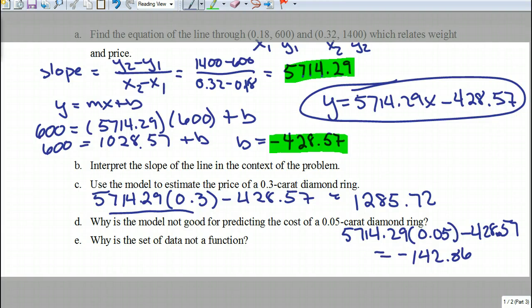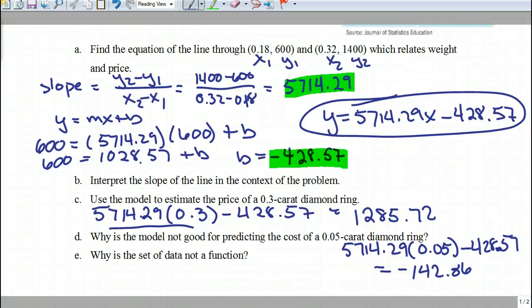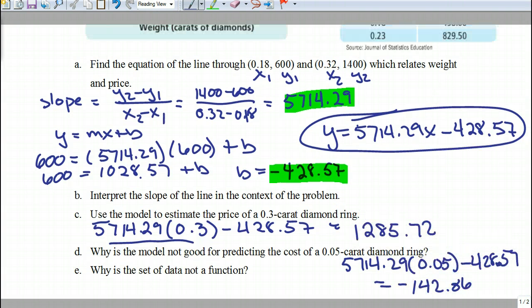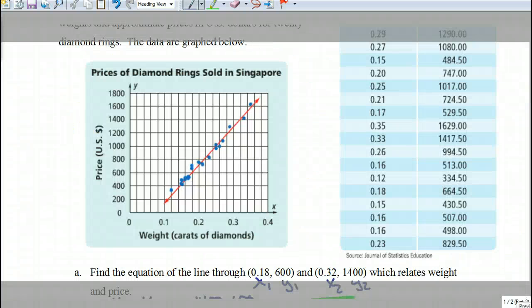Also, if you go back to the graph on the page before, there it is. We notice that at 0.05, that's going to be somewhere in here. If I take this graph and extend it down, you're going to see that it's negative where it ends up being. So this also indicates that it's a negative value, and that's not possible in this case.